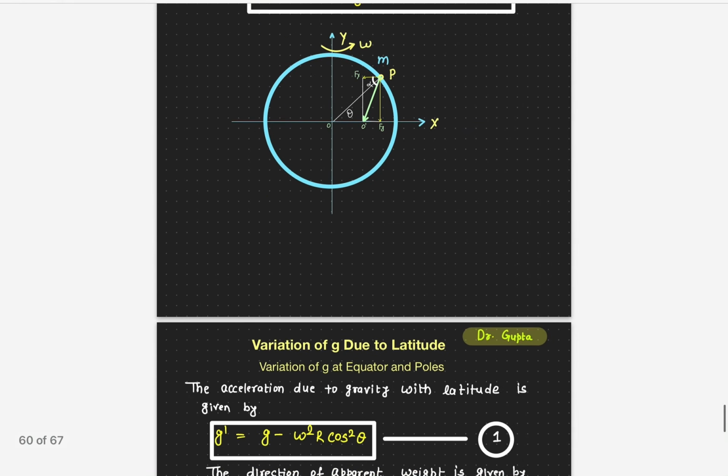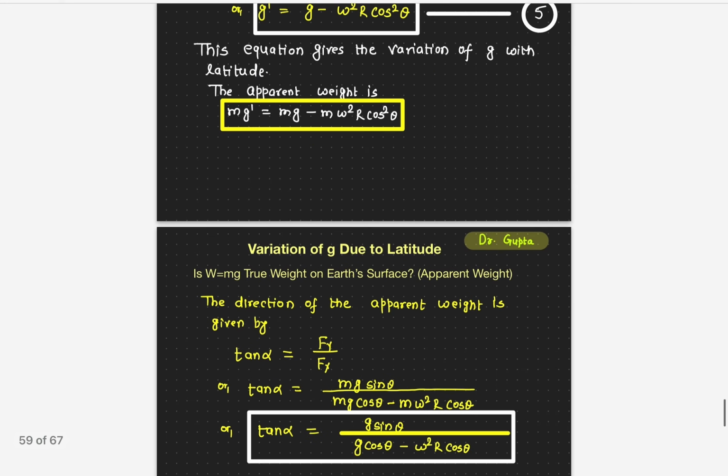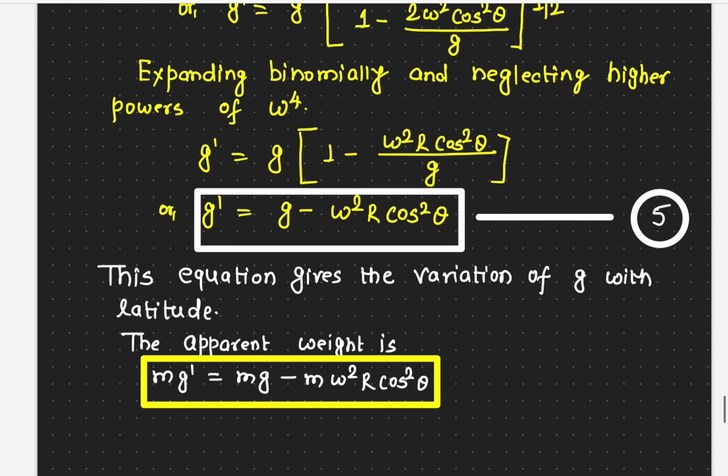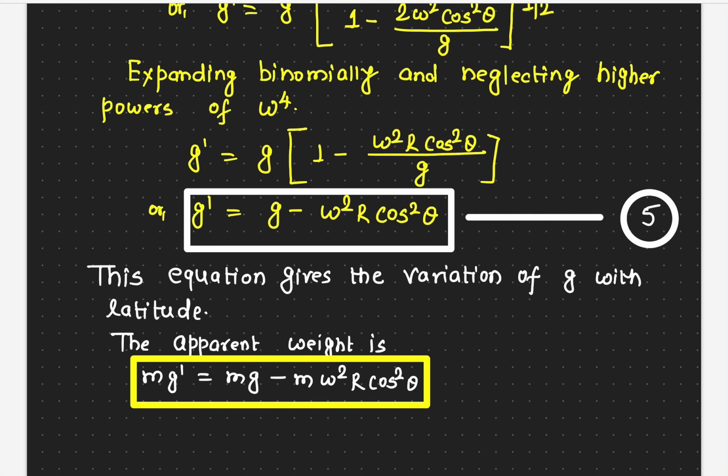All right, so this is how we calculated the apparent acceleration due to gravity, and we also calculated the apparent weight. So this is it from this video.